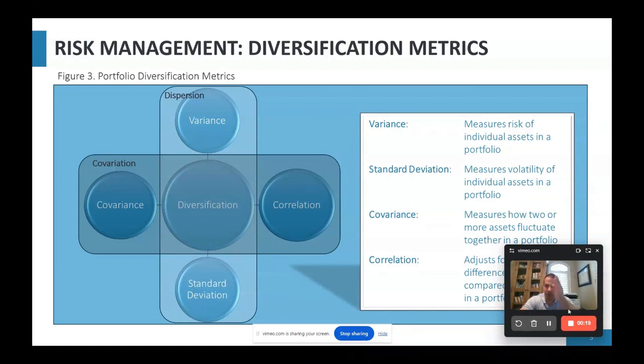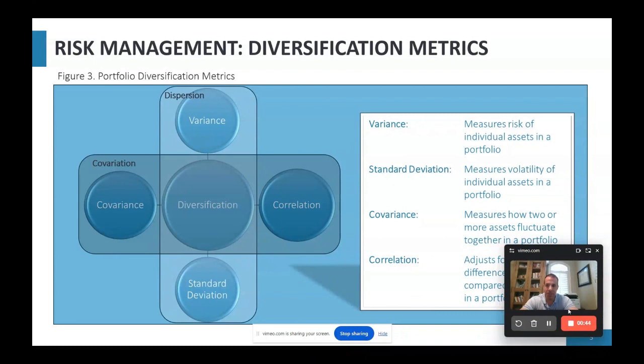First, dispersion metrics quantify the spread of variability associated with individual assets or investments. This includes statistical measures such as the variance and standard deviation. Second, we have the covariation indicators, which provide insights into the diversification of combining assets into a portfolio. This includes metrics such as covariance and correlation.